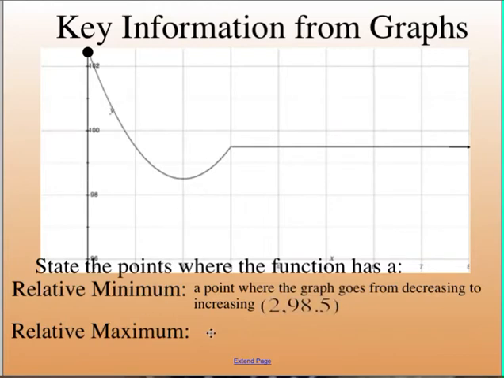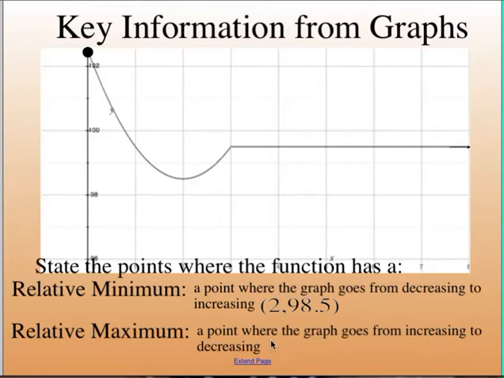A relative maximum is a point where the graph goes from increasing to decreasing. Now in this graph, we don't have a relative maximum because we don't have any place where it goes from increasing to decreasing. So there is none for this particular one. Other key information that you'll need to be able to find from graphs would be x-intercepts, y-intercepts, and then the next part that we're going to talk about is whether a function is even or odd.